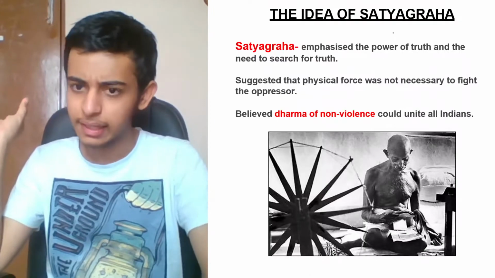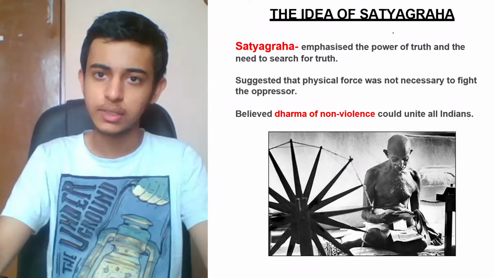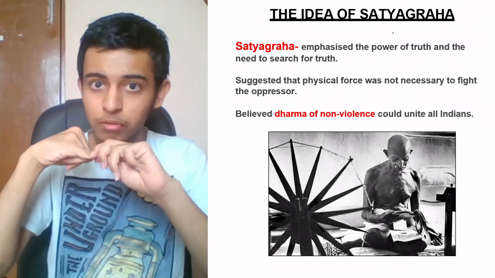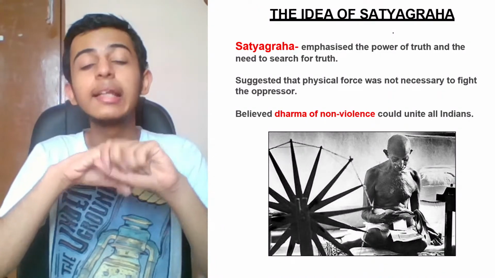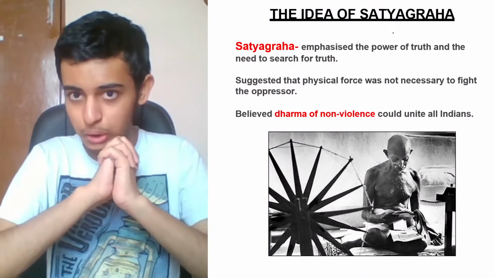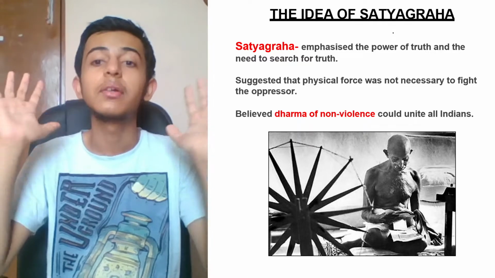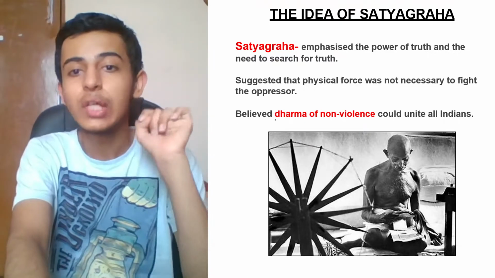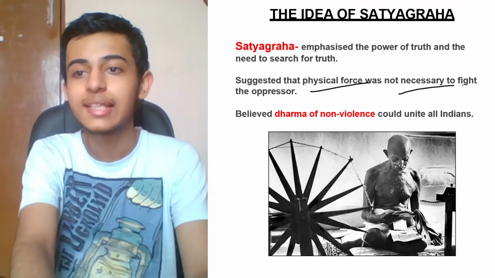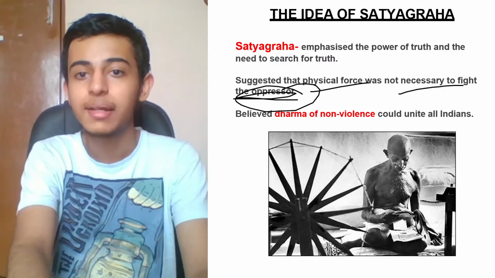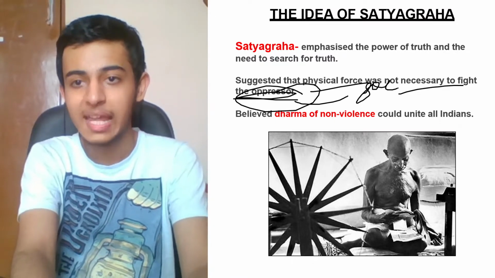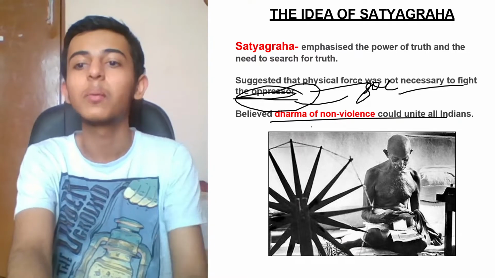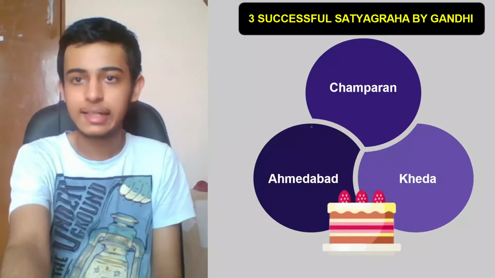The idea of Satyagraha, a question is asked, you know what it is. It emphasized the power of truth, the need to search for truth, the importance of speaking truth, right? And that we should avoid violence, isn't it? It suggested that physical force was not necessary to fight the oppressor. Oppressor is our foe or enemy. He believed the dharma of non-violence could unite all the Indians.